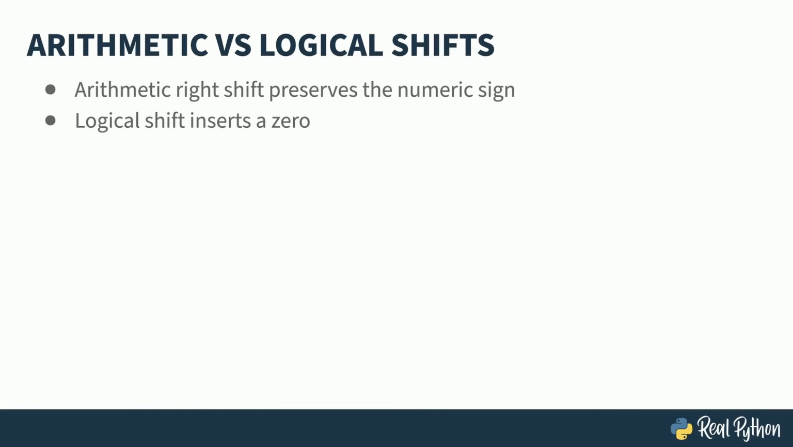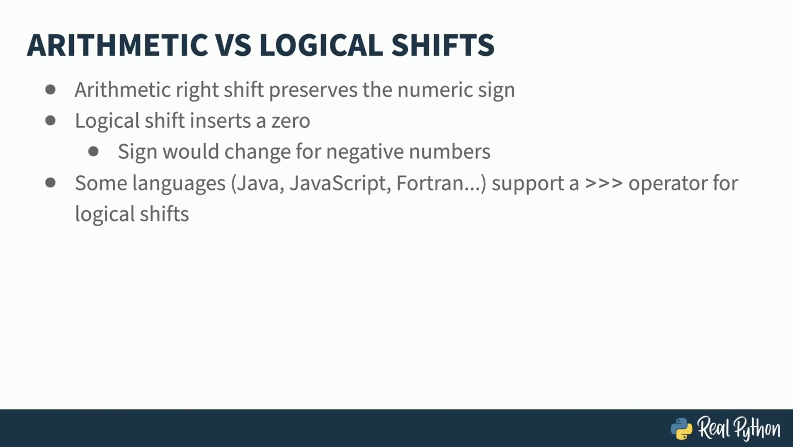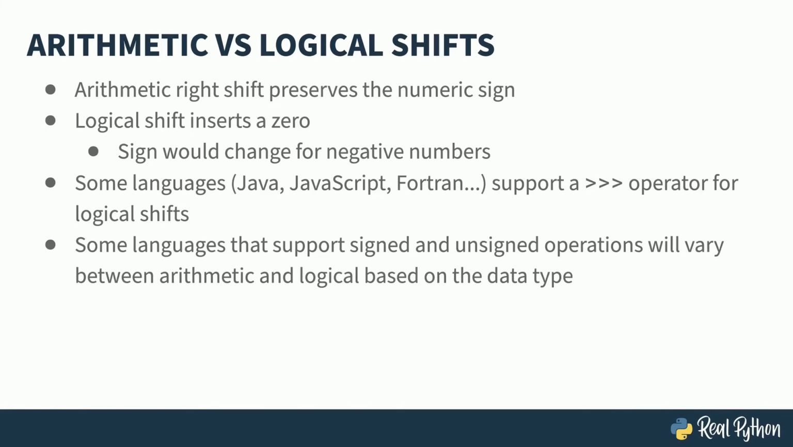By contrast, the other kind of shift is called a logical shift. A logical shift ignores the sign bit and pushes a zero in, changing negative numbers. Some programming languages support a logical shift operator. In Java and JavaScript, it's three greater thans. Other languages automatically choose between arithmetic and logical operators based on the data type the operation is being invoked upon. Python doesn't support anything but arithmetic, but you could mimic the logical shift with the judicious use of a bit mask.